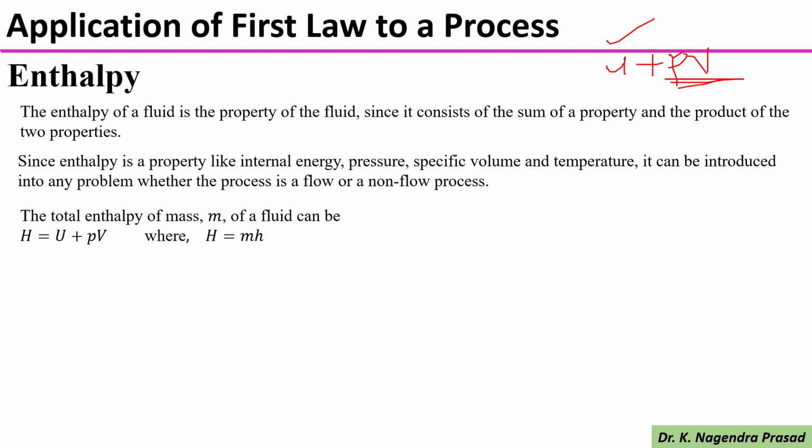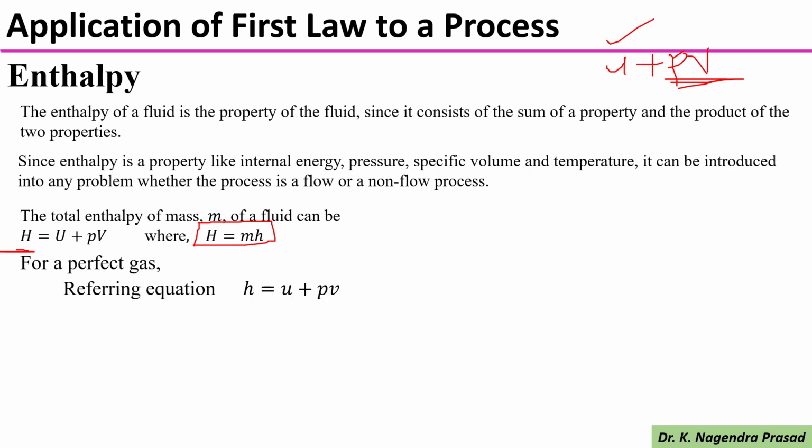Then let's see the total enthalpy of a mass small m of a fluid. The total enthalpy is represented by capital H, which is equal to u plus PV. We can state that total enthalpy capital H equals small m into h, where m is the mass of the fluid and h is the enthalpy.